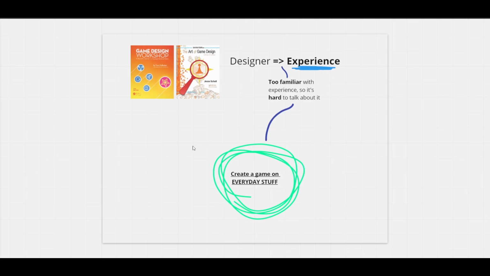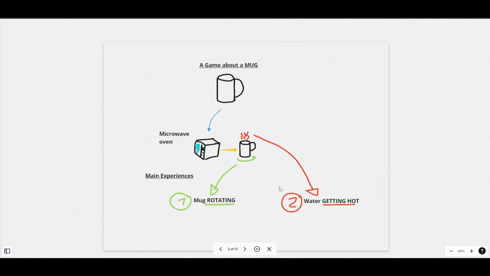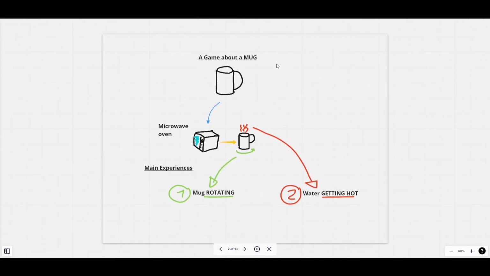A good way to do it is to create a game with something that we experience every day, some everyday stuff. And what I thought about was making a game about a mug. First, let's understand how I use a mug. Usually I drink tea, so I put the water inside the mug. I put the mug in the microwave oven, and when the water is hot enough, I pour in the tea, and obviously after that, drink it.